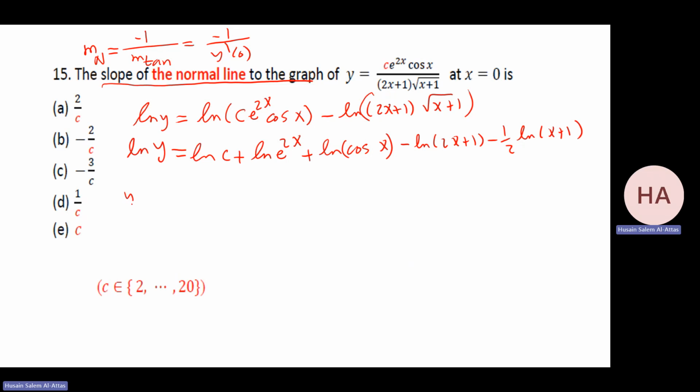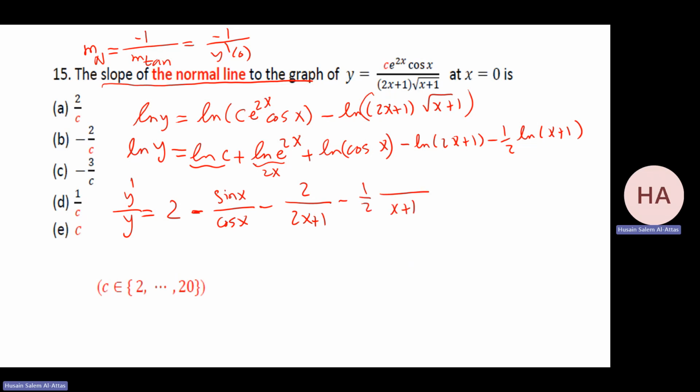Now differentiate with respect to x, y prime over y. Ln C is just a constant, who cares? This is what? 2x. So that will be 2 minus, I have cosine x, derivative of cosine, which is minus sine. So this is minus sine. Minus, 2x plus 1, I have 2. Minus half, I have x plus 1.